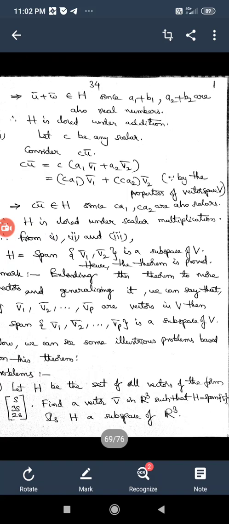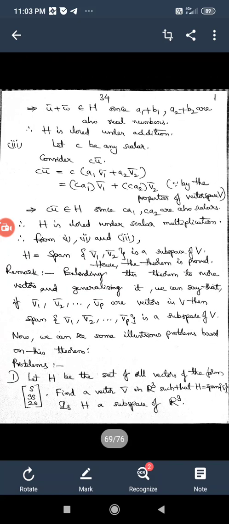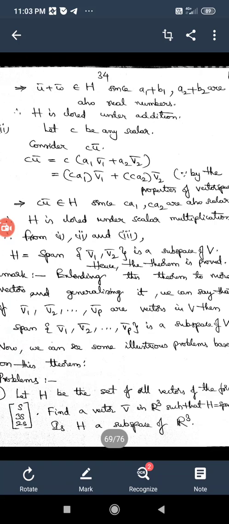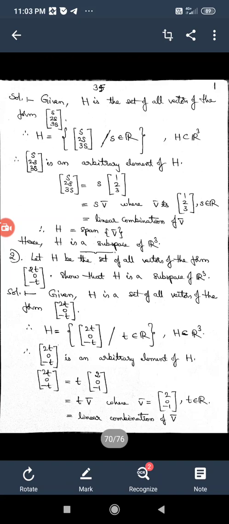As we can see, the set H consists of all 3x1 vectors, which shows that H is a subset of R3. Now our aim is to prove that H is the set of all linear combinations of the vector v bar in R3, and also we have to show that H is a subspace of R3. For that, how can we proceed? Let us see.